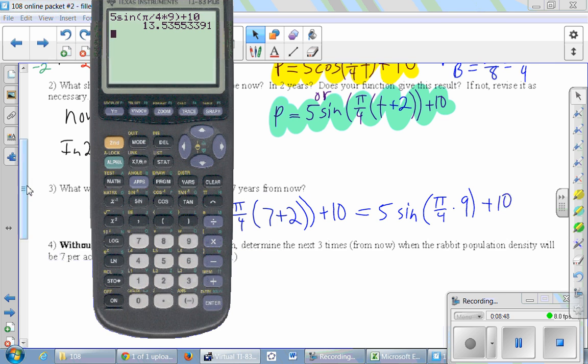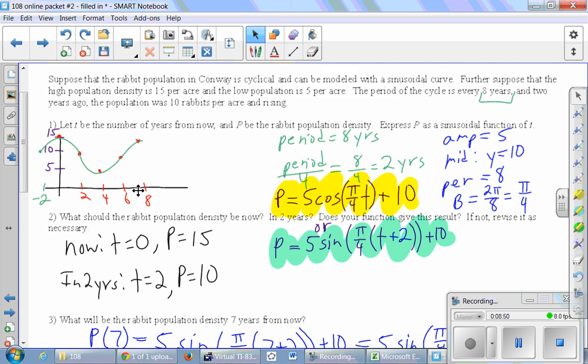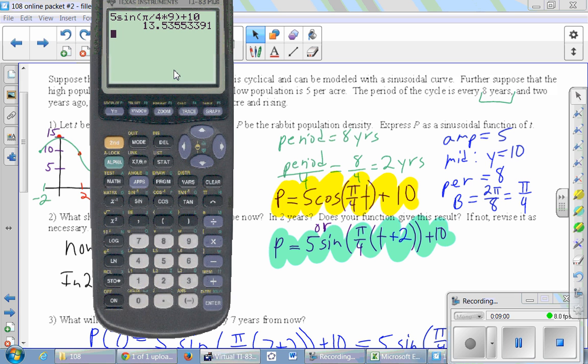Okay, we get that number. Is that reasonable? Okay, 7 years in is here. It's past the midline, so it better be something between 10 and 15, and maybe a little bit closer to the 10, maybe? Let's see what it says. 13.5. It's actually a little bit closer to the 15. Okay, so that answer seems reasonable.